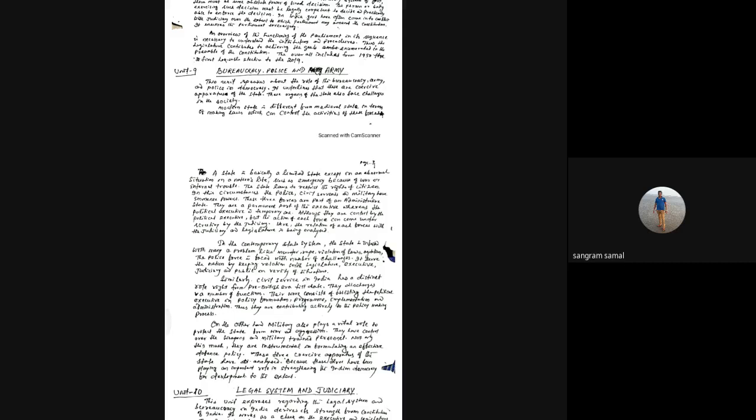They are a permanent part of the executive, whereas the political executive is a temporary one. The bureaucracy, the police and the army are part and parcel of the state. They continue 35 to 40 years in their service, whereas the political executive comes as a representative for 5 years, and after 5 years they may or may not come back. So the bureaucrats and police personnel are experienced. The army continues at least 15 to 20 years in service for the security of the nation.